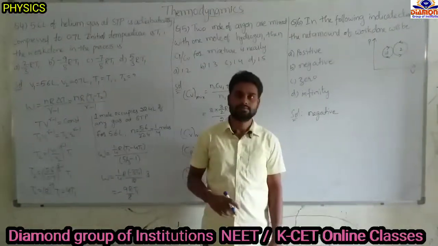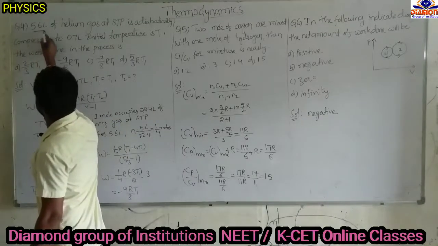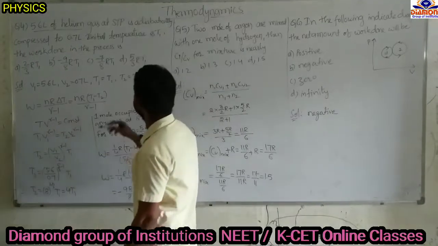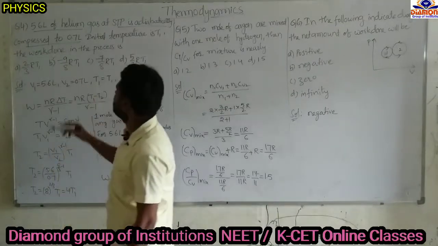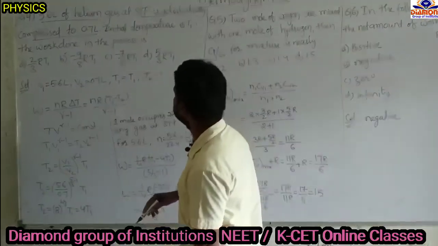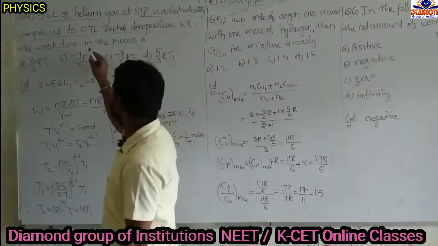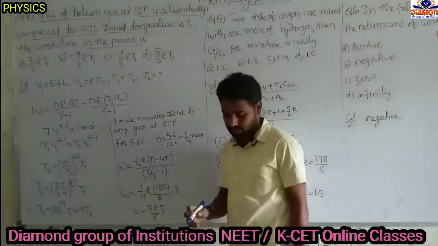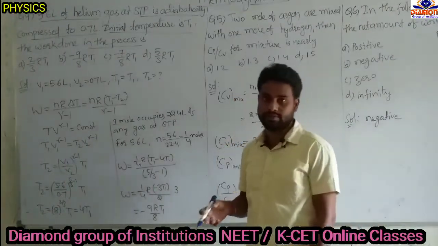Next question, the fourth one: 5.6 liters of helium gas at STP is adiabatically compressed to 0.7 liter. Initial temperature is T1. The work done in the process is asked. In the previous question we found the final temperature; in this question they are asking the work done.